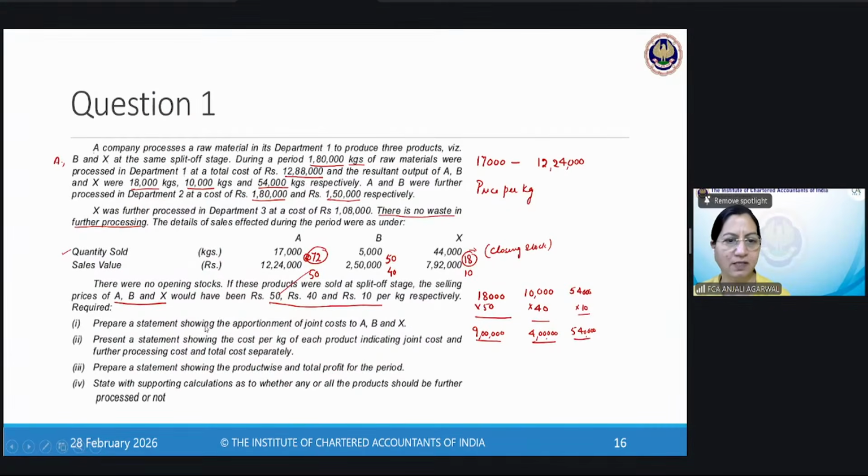So this part is clear, showing the apportionment of joint cost on the basis of net realizable value, because we have seen that there are three main methods: physical measure, net realizable, and technical estimate. If we follow one of them, that would be the best. Otherwise, we move to other methods, sales value at split-off point. So present a statement showing the cost per kg of each product, indicating joint cost and further processing cost.